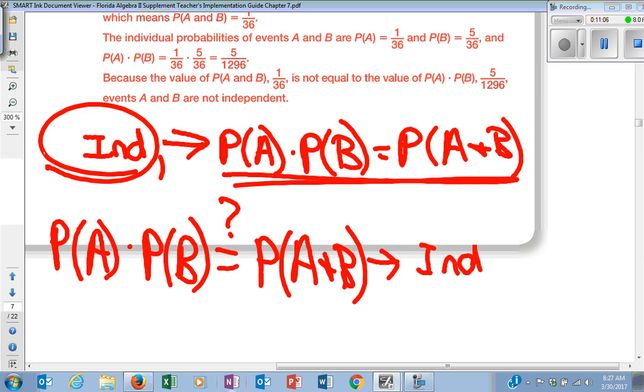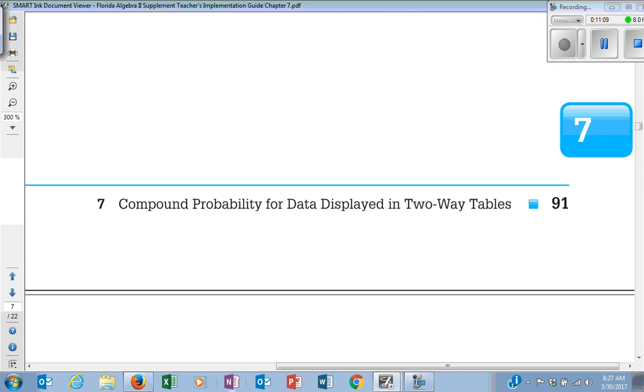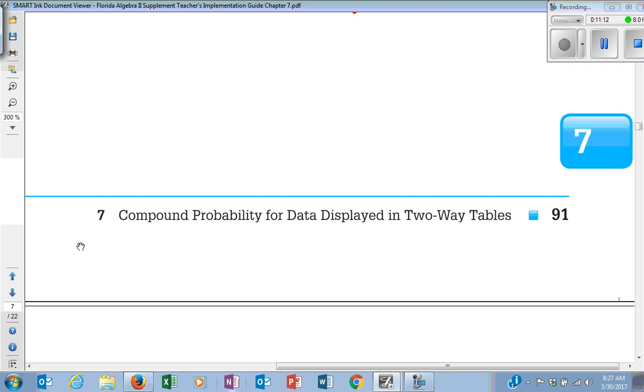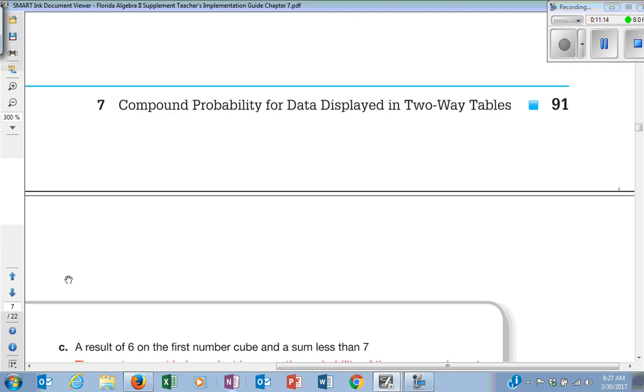Okay, so let's make up, because I don't like their last couple that they do. We're going to go through them quickly. It says a result of 6 on the first number cube and a sum less than 7. Okay, think about this. If you get a 6 on the first number cube, you're starting off with a 6 when you add, right? What's the lowest number you could add to it? A 1. And what's 6 plus 1? 7. Is 7 less than 7? So is this possible?